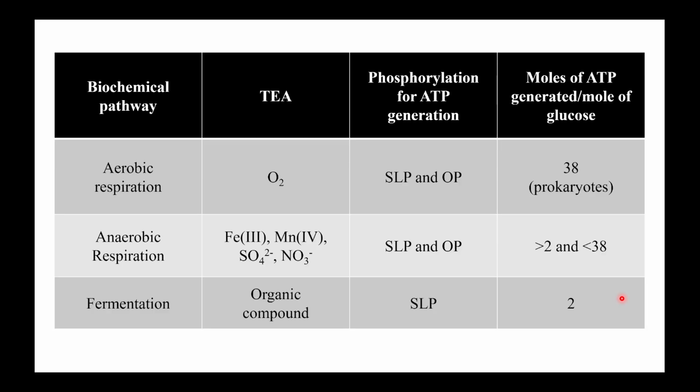Okay, so when fermentation is occurring, not a lot of energy is generated inside the cell, whereas aerobic respiration gives the highest amount of energy, then comes anaerobic respiration, and ultimately fermentation. Fermentation also occurs anaerobically, but in that case the terminal electron acceptor becomes an organic compound, and only substrate level phosphorylation is happening, no oxidative phosphorylation.